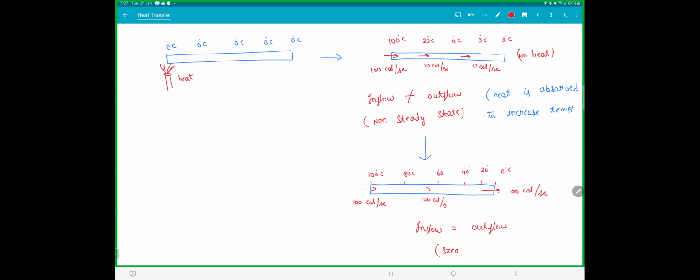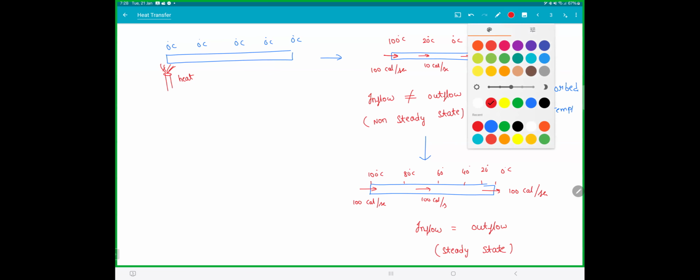Why? Think about it. If inflow is not equal to outflow, that means someone is absorbing the energy. If someone is absorbing the energy, then the temperature will change. If temperature is changing, that means the temperature at a position is changing with time. It's not a steady state. So this is an easy way to remember what is a steady state. Inflow equal to outflow is called steady state. If inflow is not equal to outflow, it is non-steady state because the temperatures are still changing. Is this making sense, everyone? This is how you can say steady state.